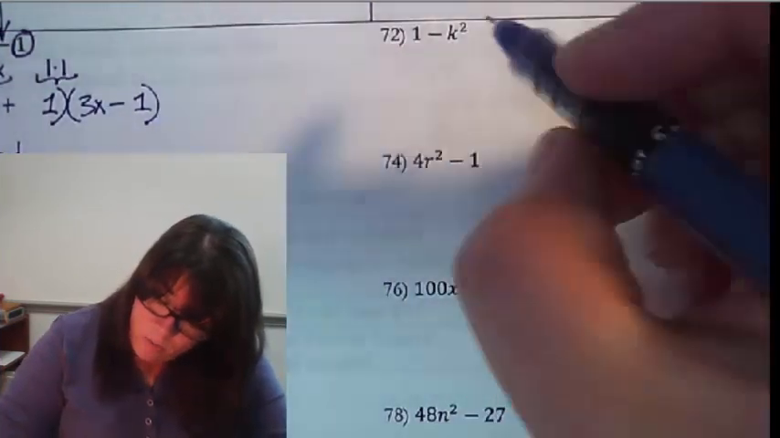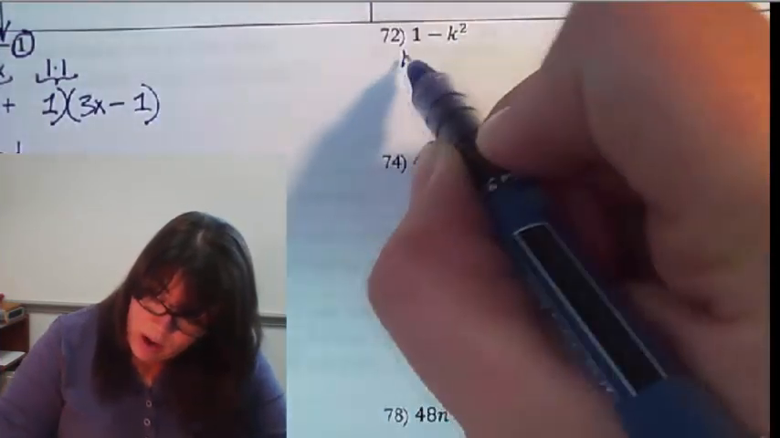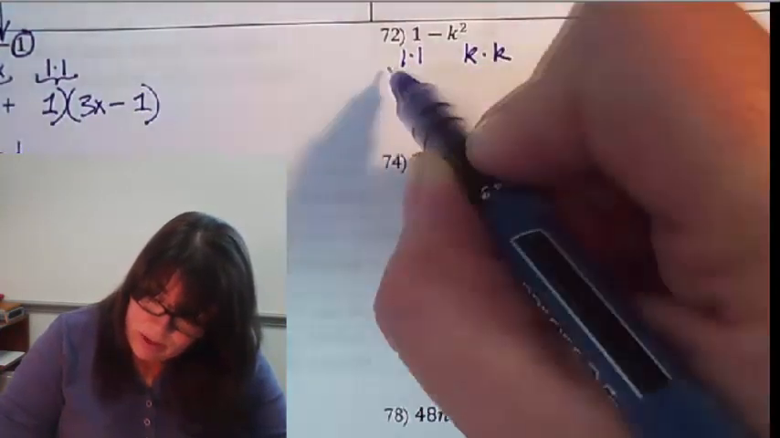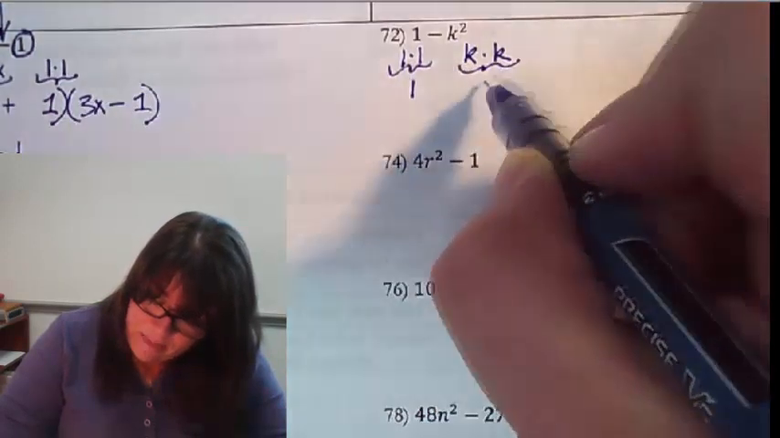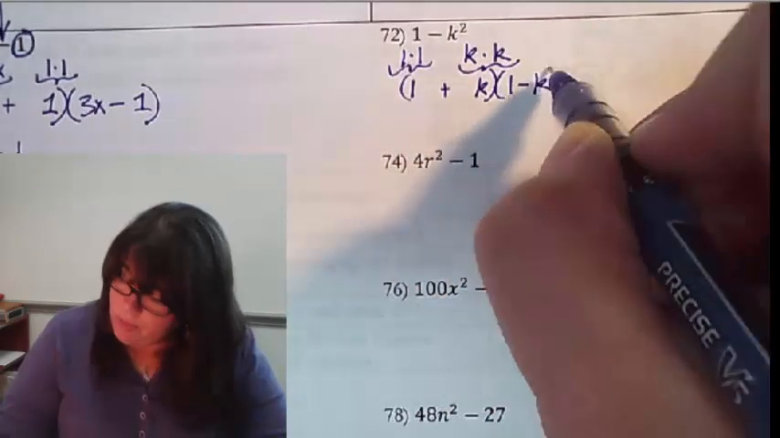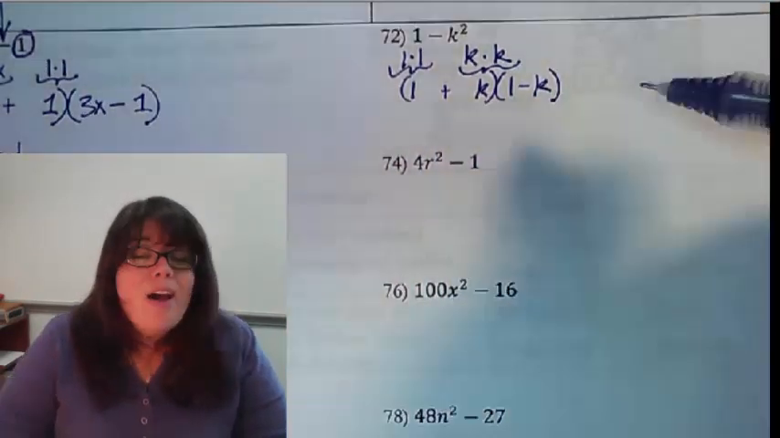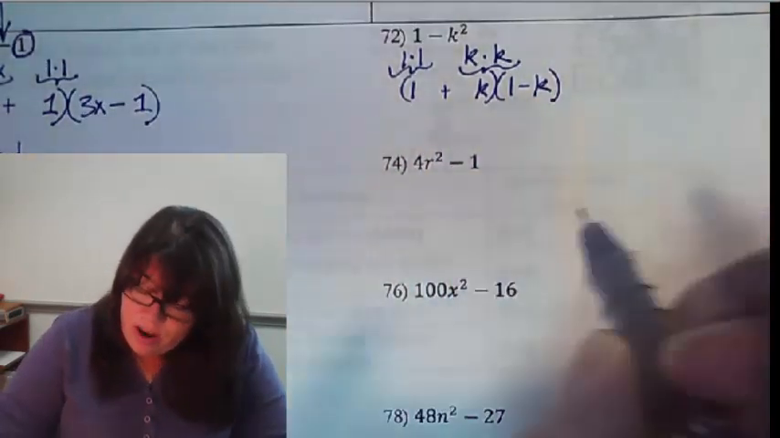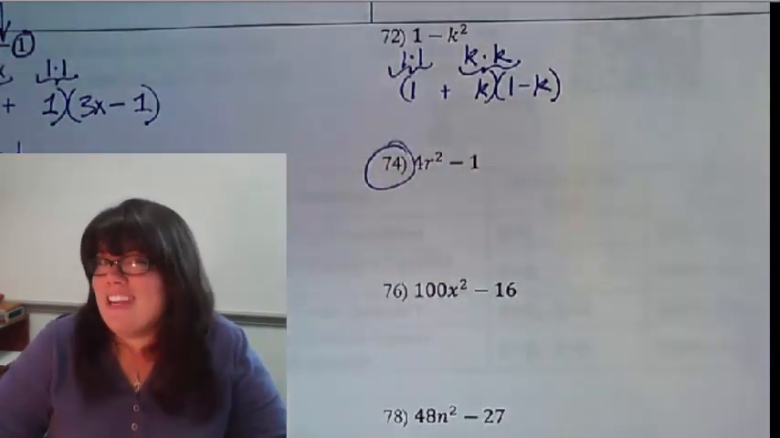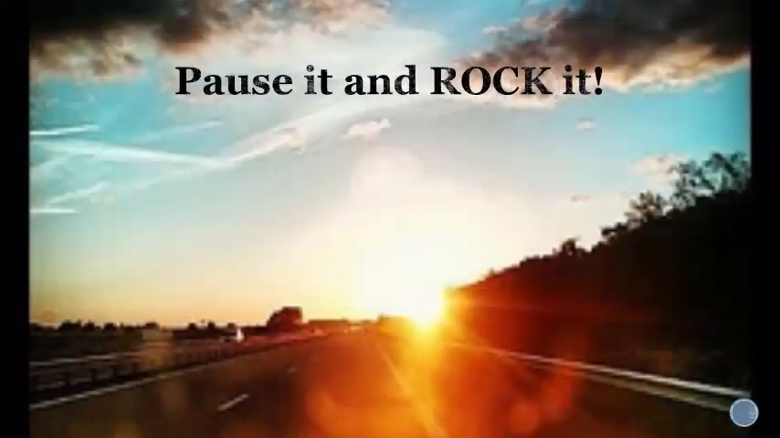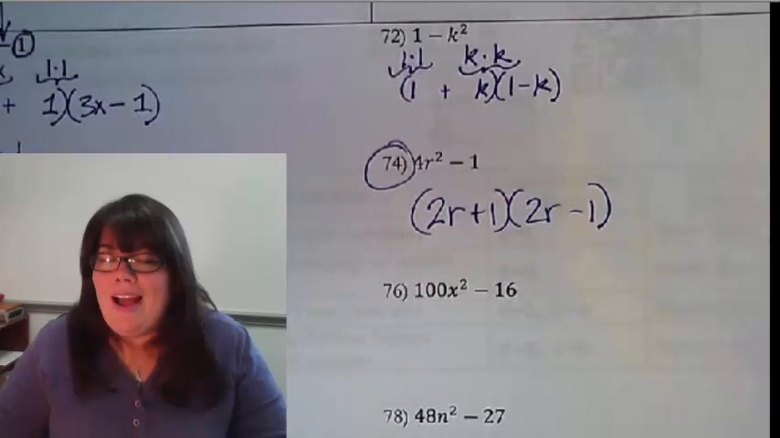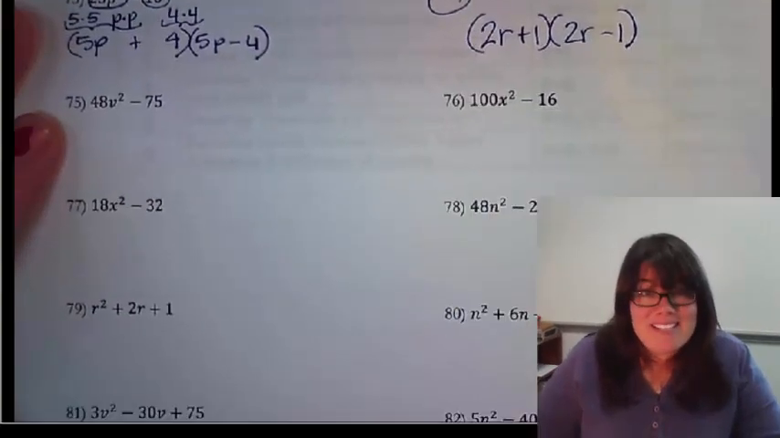Let's take a look at number 72. Number 72, I have 1, which can be 1 times 1, and I have k squared, which can be k times k. So the root here is 1, the root here is k, and I'm going to have the sum and the difference of both of those. Pretty sweet. Why don't you take a look at number 74, give this one a try on your own, pause the video, and come on back when you think you've got it. How'd you do? Did you get 2r plus 1, 2r minus 1? I hope you did. Let's keep working together.